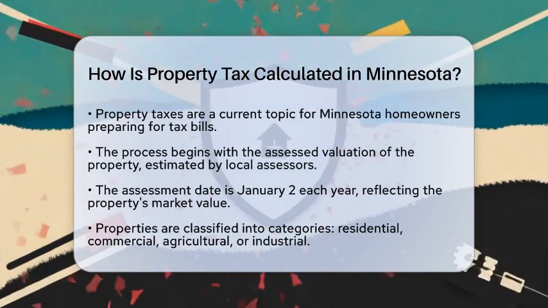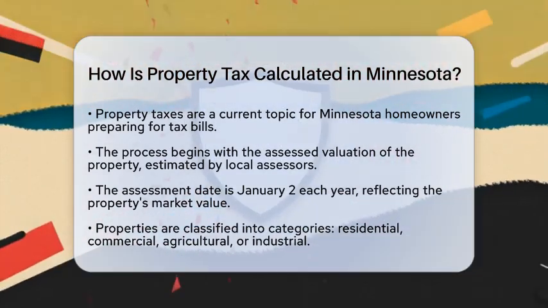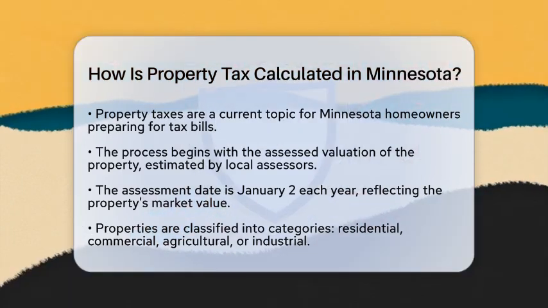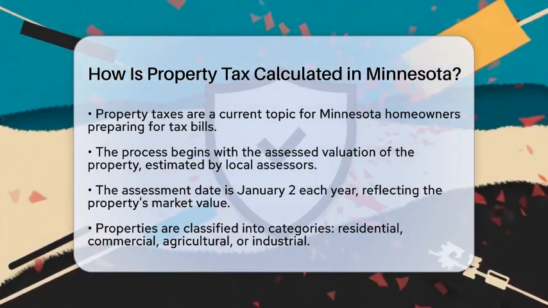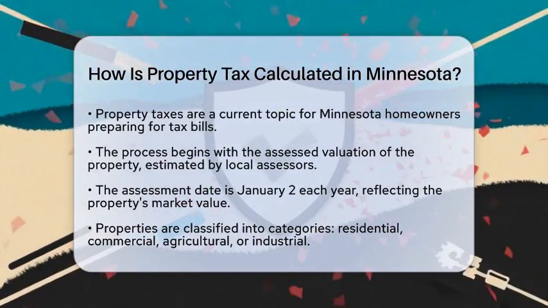First, the calculation begins with the assessed valuation of the property. Local assessors conduct an estimate of the property's market value as of January 2 each year. This assessed value reflects what the property would likely sell for in the current market.